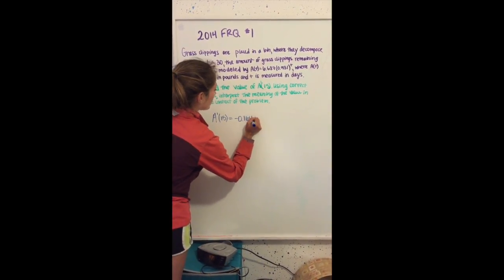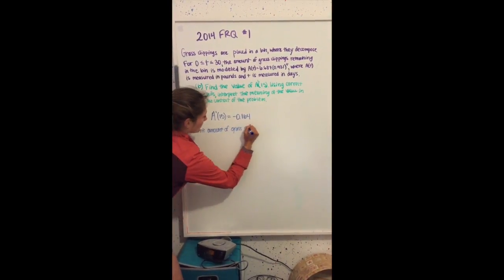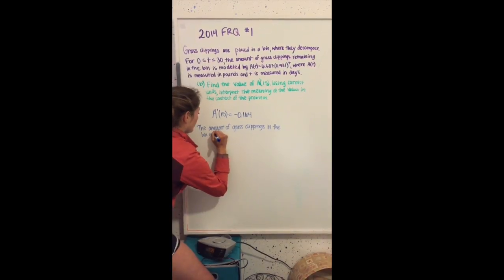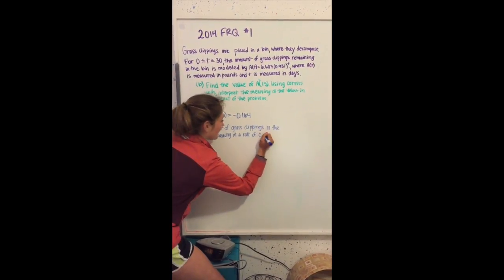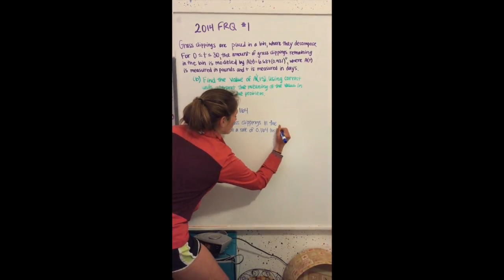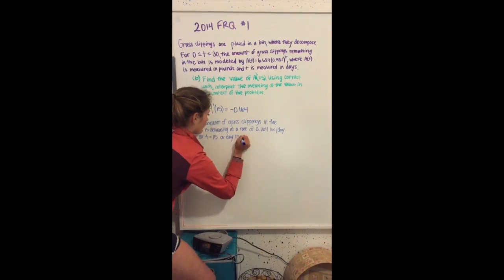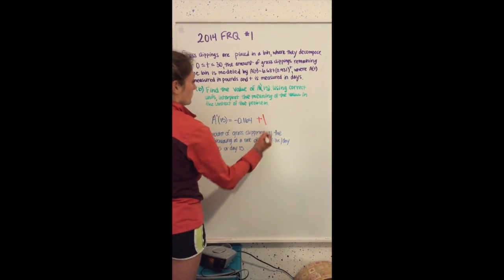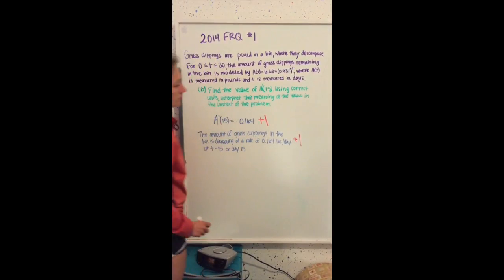The question also asks you to interpret the meaning of the value in the context of the problem. The correct interpretation would be that 0.614 pounds per day is the rate at which the grass clippings are decreasing at t equals 15 days. College Board gave 1 point for finding the value of A prime of 15 and 1 point for a correct interpretation of the value.